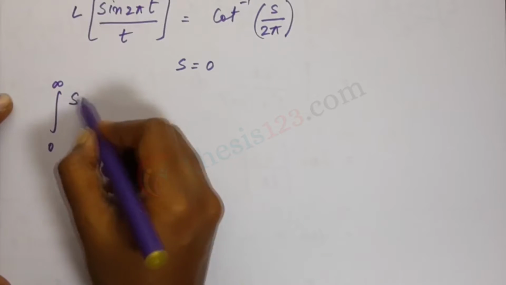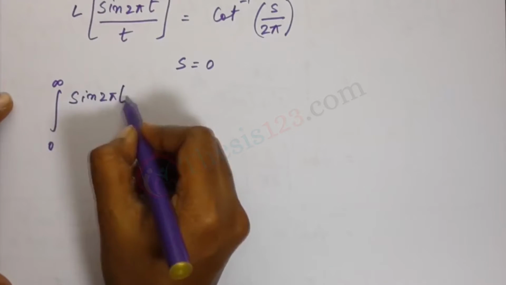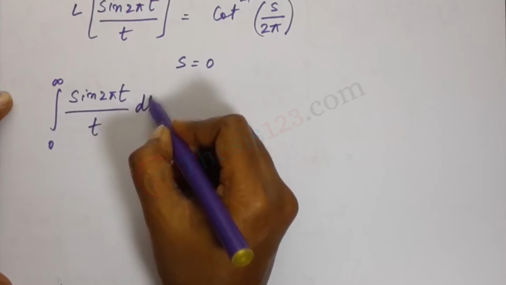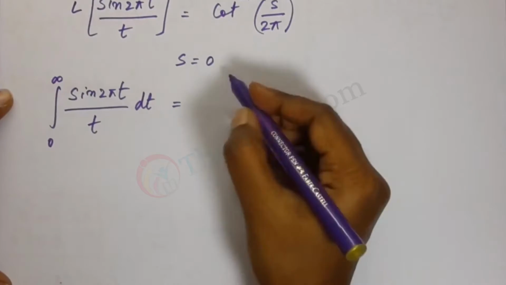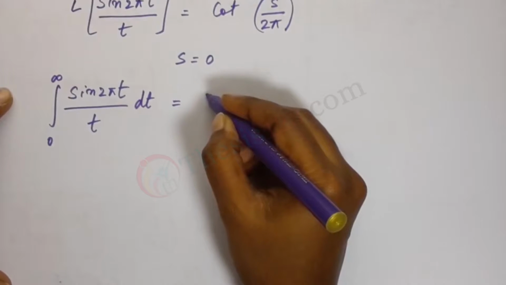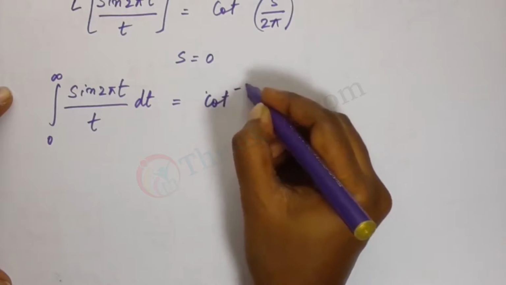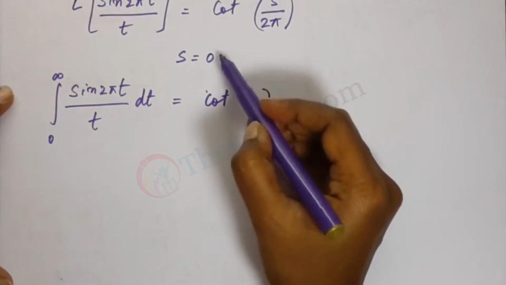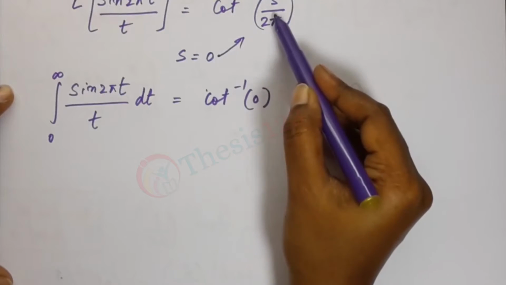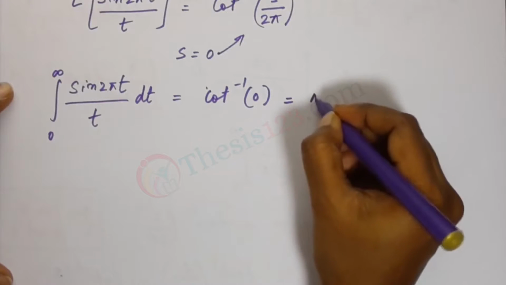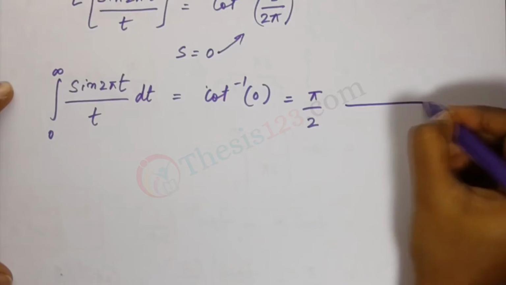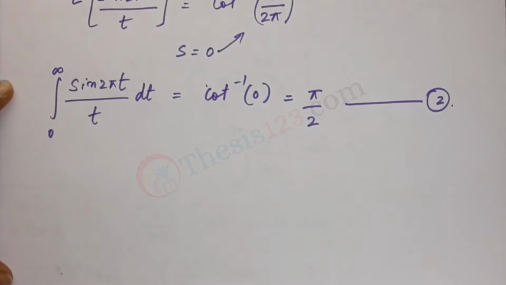Integral from 0 to infinity of sine 2 pi t by t dt is equal to, now we are applying the integral, okay? So the integral of this would be cot inverse of 0 when we substitute 0 into this part over here. Now cot inverse of 0 is pi by 2. Let's call this equation 2.